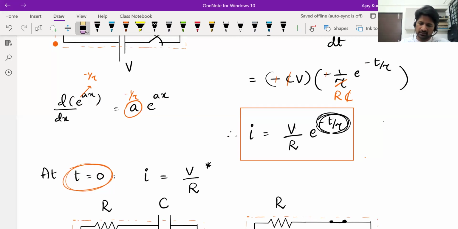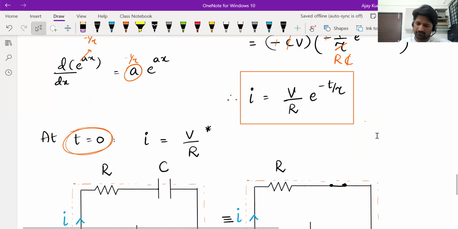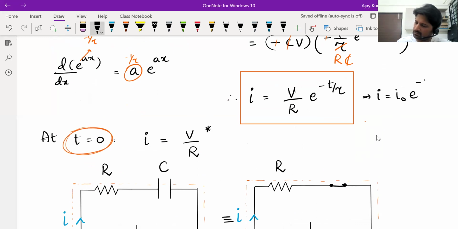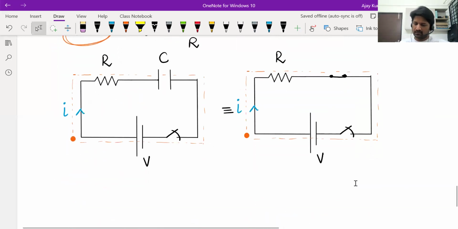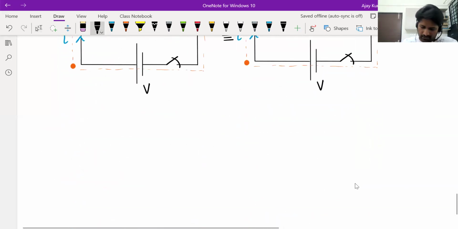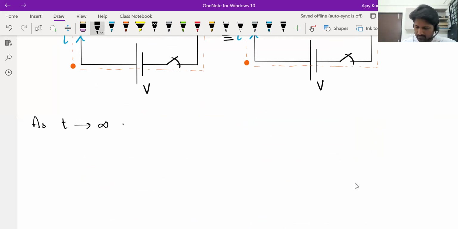Okay, so initially the current is I equals V by R. You can call it the peak current, maximum current, I naught. In fact, this equation can be written as I equals I naught e power minus t by tau. So the initial current is I naught. Later on, as t tends to infinity, I equals V by R into e power minus t by tau.